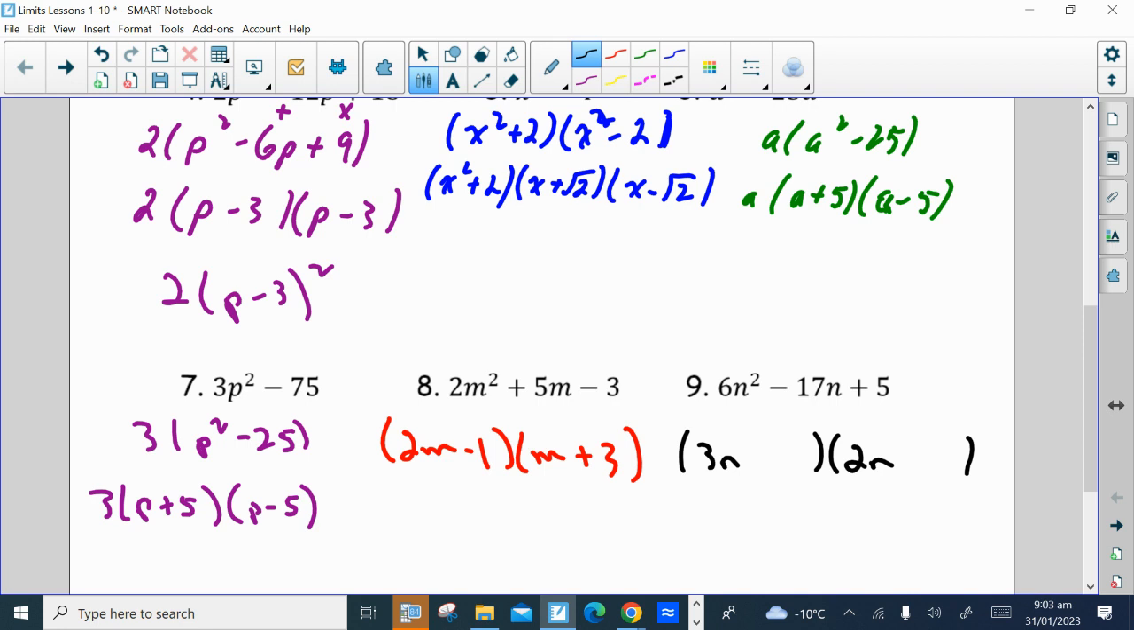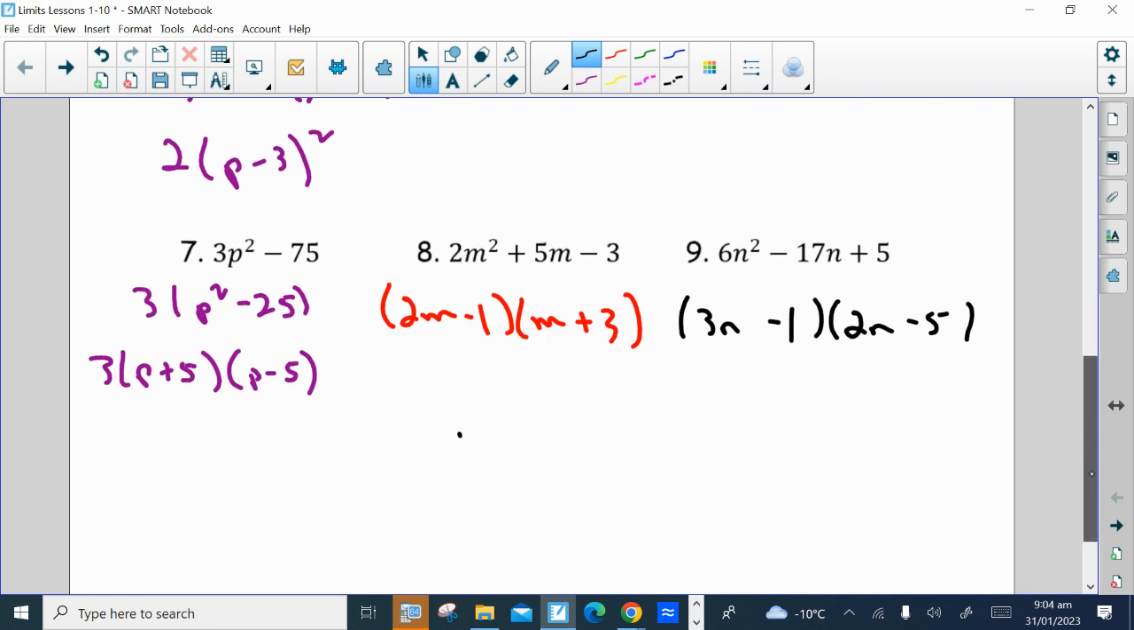The last terms multiply to get positive 5. So I think if I put a minus 5 there and a minus 1 there, that'll give us the last term of positive 5. The outer products are negative 15n. The inner products negative 2n. They combine to give us negative 17n. So there's the factors.